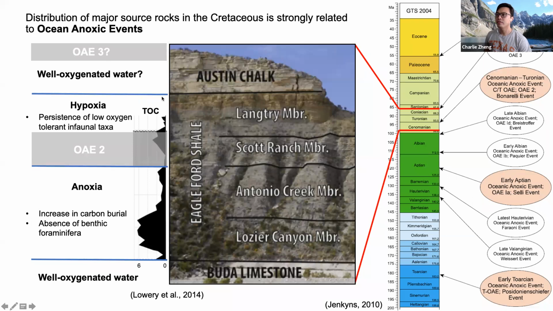And then there's the less studied OAE3, situated stratigraphically above in the Austin Chalk. Exactly what happened in the transition from an anoxic water body to an oxygenated one, or to another anoxic event, in the Austin Chalk has not been well studied yet. So that is what I focus on as part of my PhD project.